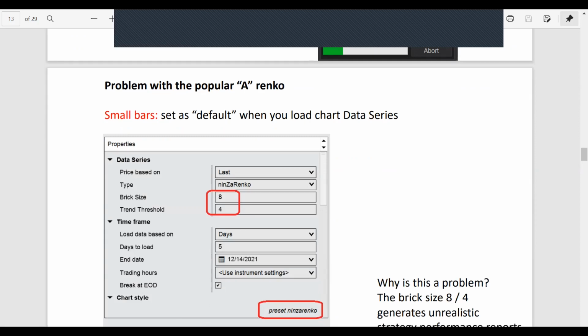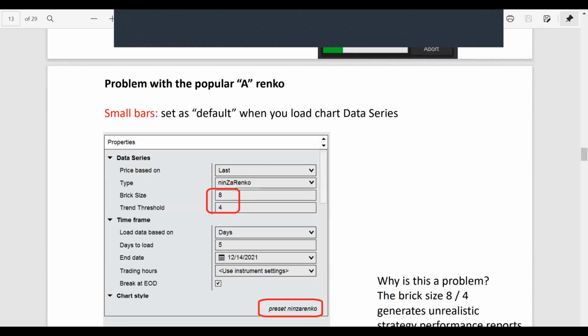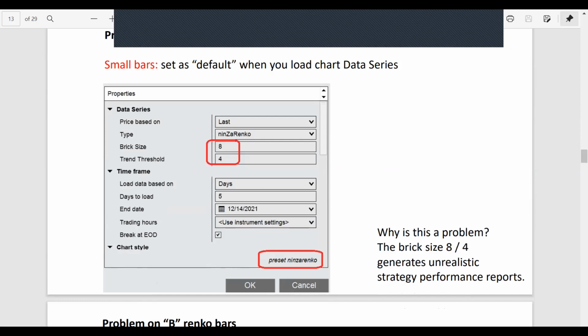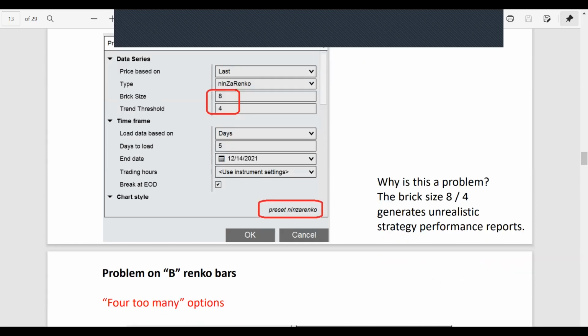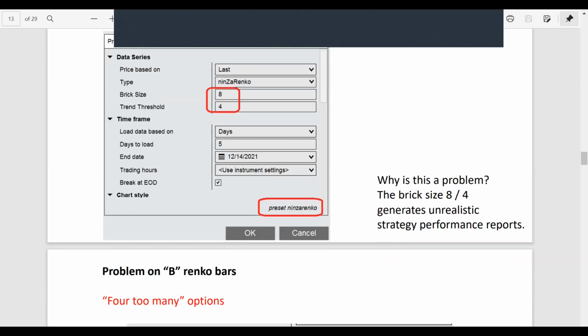And so the problem with the popular A Renko, I'm referring to it as A Renko because I'm not specifically promoting one bar of a vendor over another. So when you open up that NinjaTrader on your chart for the first time, the big problem is the brick size 8, and you try to backtest that, it's going to show unrealistic overperformance that when you try the live market, it's not going to work. So the number one problem is not Renko per se, but the size of the Renko. So the size 8 shows backtesting with very unrealistic results.